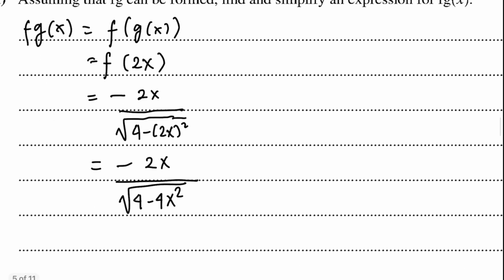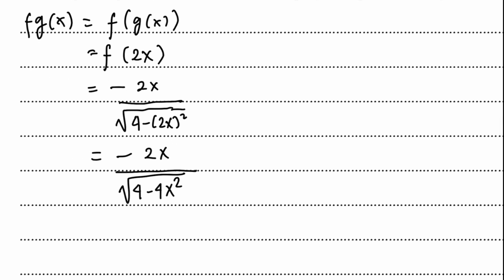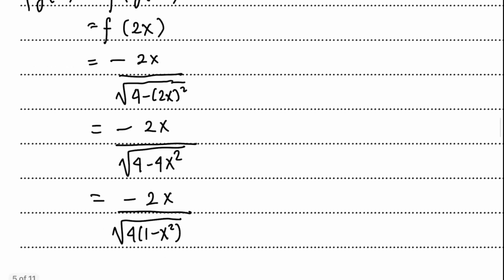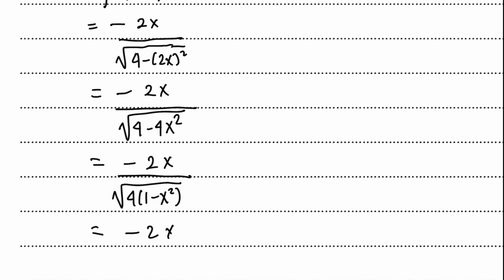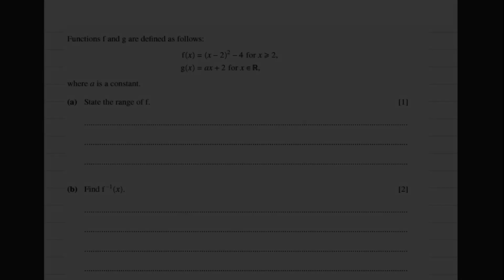Now from here, we can simplify our equation. You will get minus 2x over, we can take out the 4, square root of 4 times 1 minus x squared. And we know that square root of 4 is 2, so you will get 2 times square root of 1 minus x squared. So we divide by 2, cancel. So we will have minus x over square root of 1 minus x squared. Let's solve the next question.